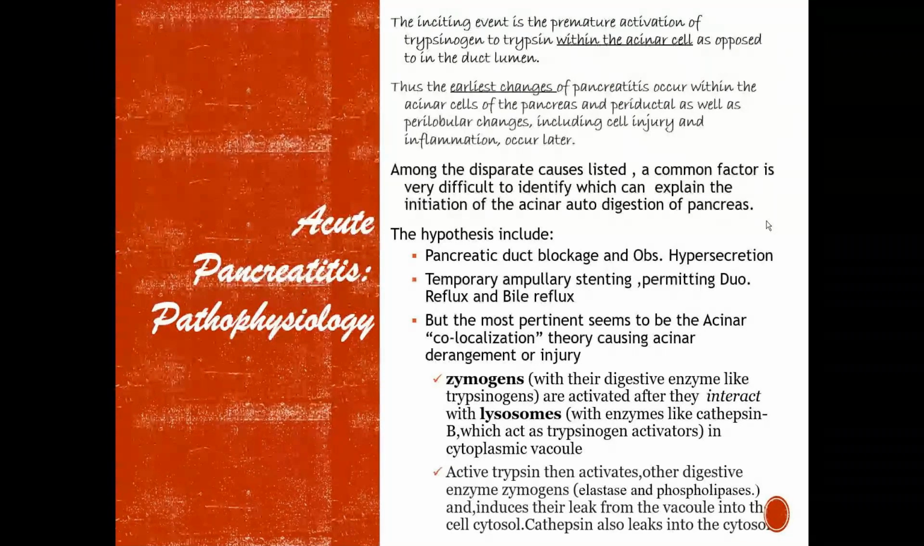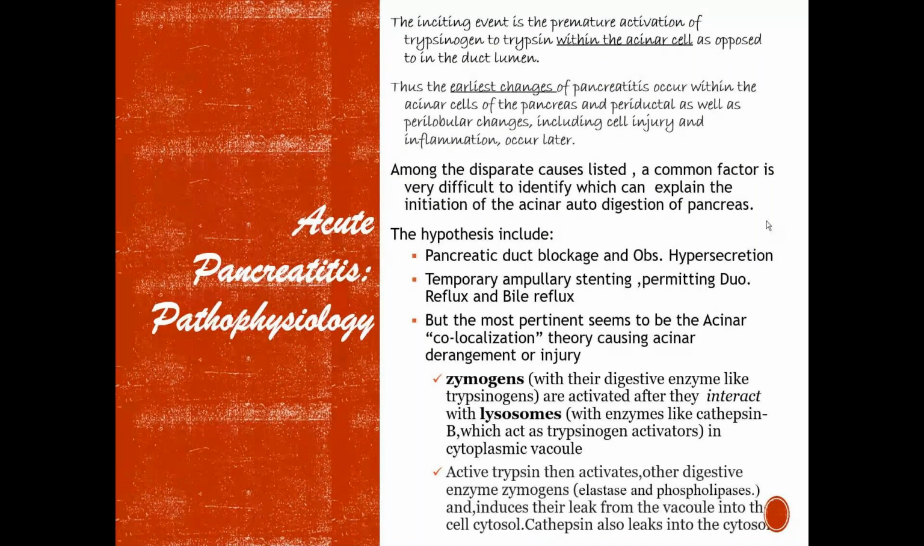The hypothesis includes, number one, either a pancreatic duct blockage or obstructive secretion, as we saw with alcohol, or temporary obstruction with a duodenal reflux as in gallstone. But the most pertinent seems to be something happening at the acinar cell, and that is what is known as the acinar co-localization theory, which causes acinar derangement or injury. And what is this co-localization theory? What are being co-localized?